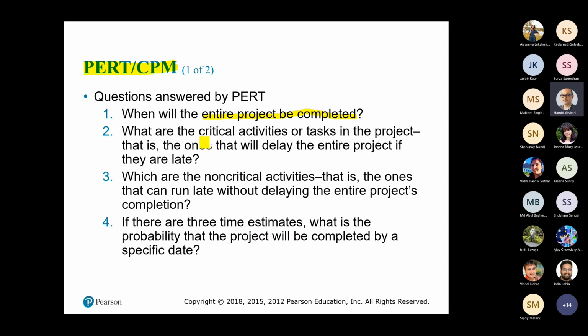Number two, what are the critical activities or tasks in the project, that is, the ones that will delay the entire project if they are late? What are those activities on the critical path method? If they are delayed, the entire project gets delayed.